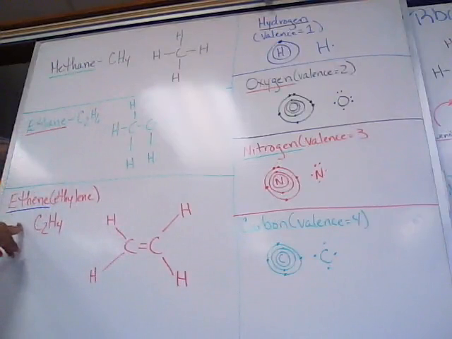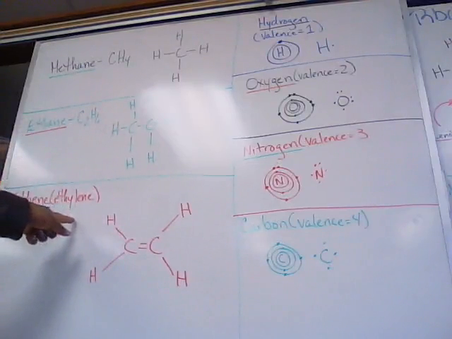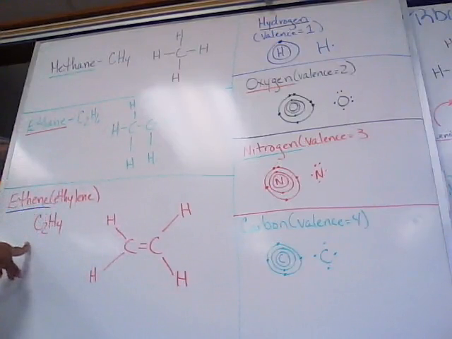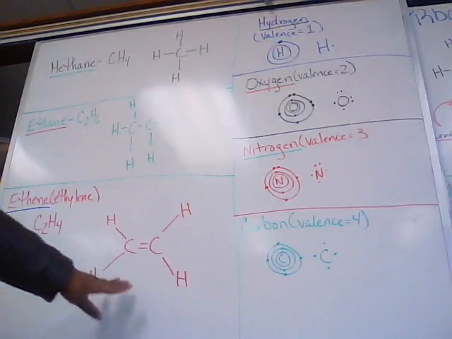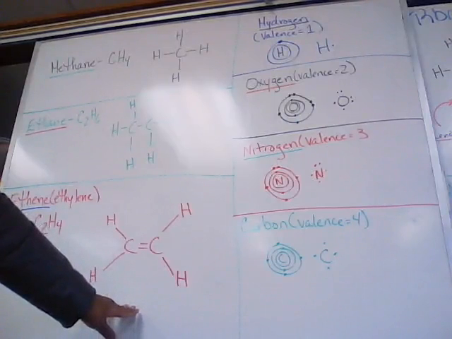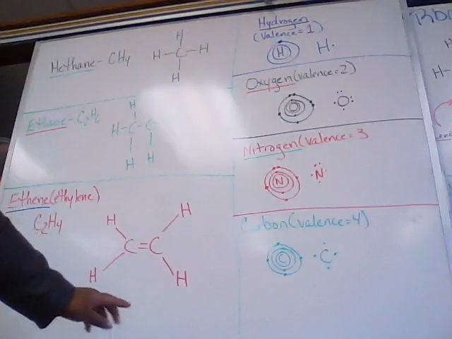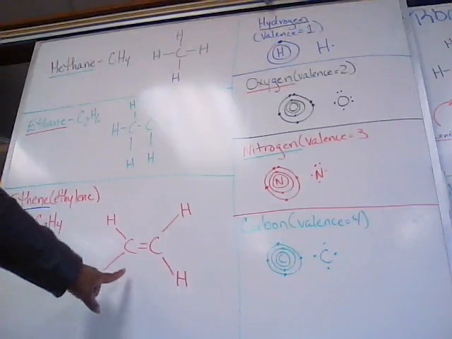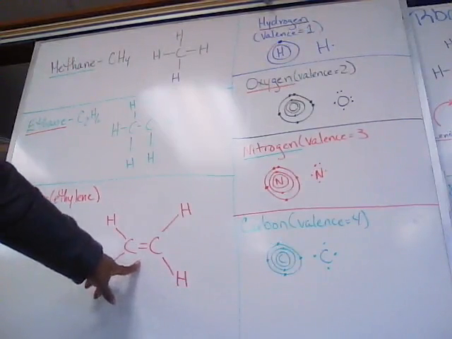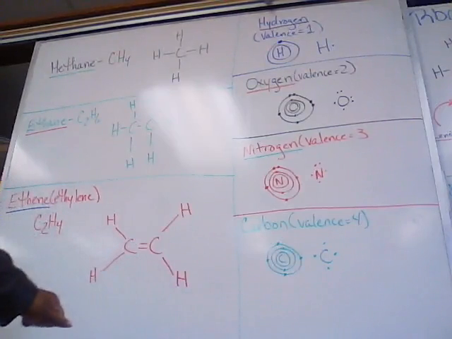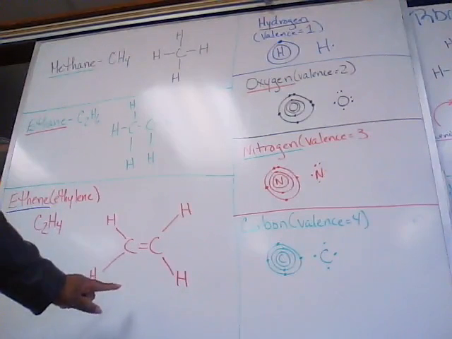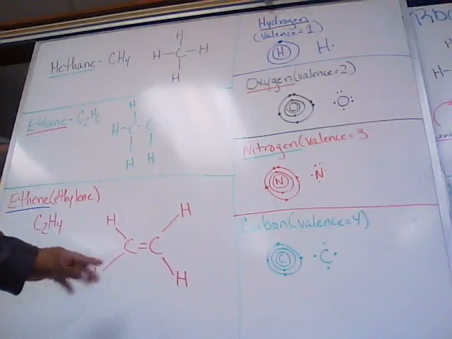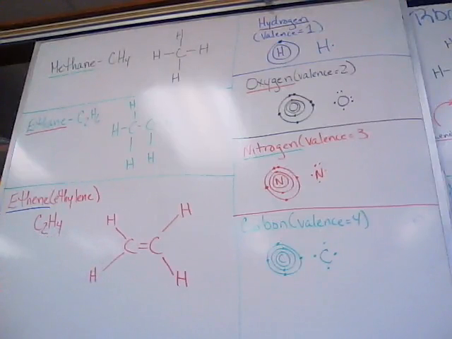Ethene, also known as ethylene. The molecular formula here, C2H4, and this is its structural formula. When 2 carbon atoms are joined by a double bond, as such here, all atoms attached to those carbons are in the same plane. The molecule is flat. Okay.